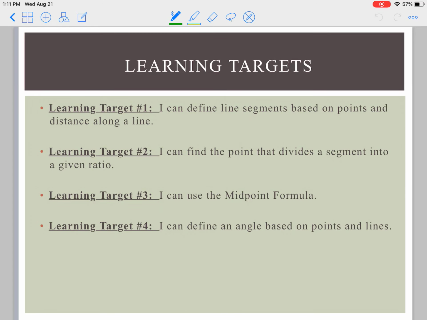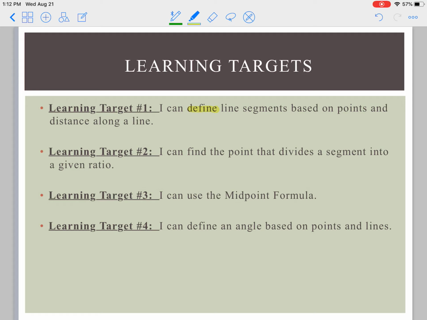Our learning targets. Learning target number 1, I can define line segments based on points and distance along a line. Once again, we're going to be able to use points and a distance in order to define a particular line segment. Once again, we are seeing our use of vocabulary words, this time in our learning targets.